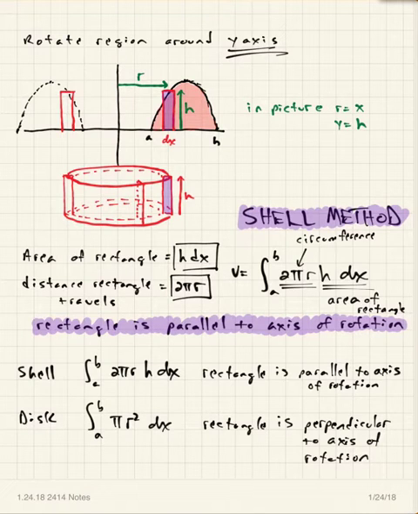Now, there are many problems, by the way, where you could work the problem either as a disk method problem or a shell method problem. Sometimes it doesn't matter which way you do it. Sometimes one of them is definitely easier than the other. So as you're going through these problems, if you set up a problem and it looks like it's really going to be a difficult integral, then try the other method and see if you get an easier integral.